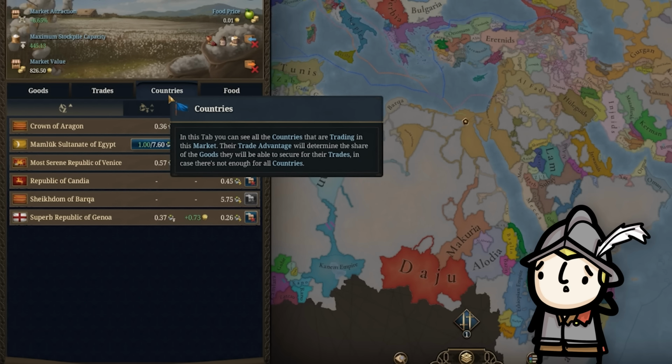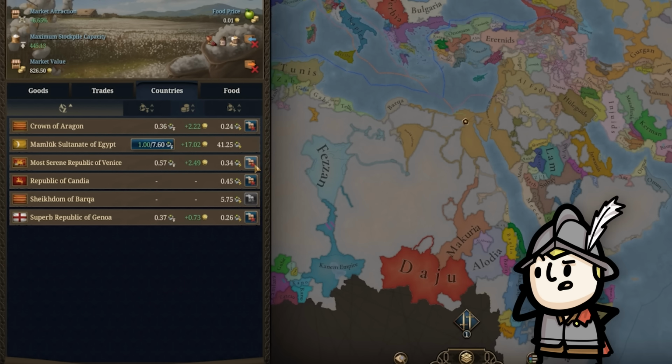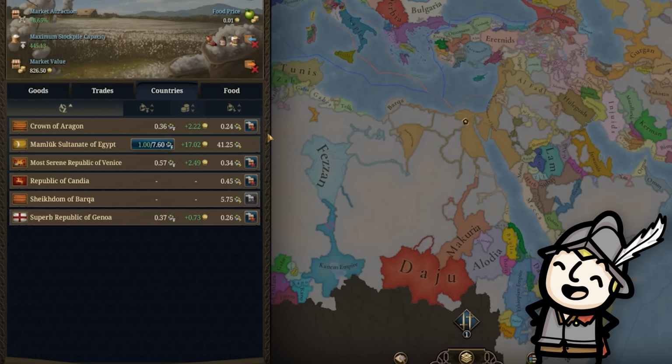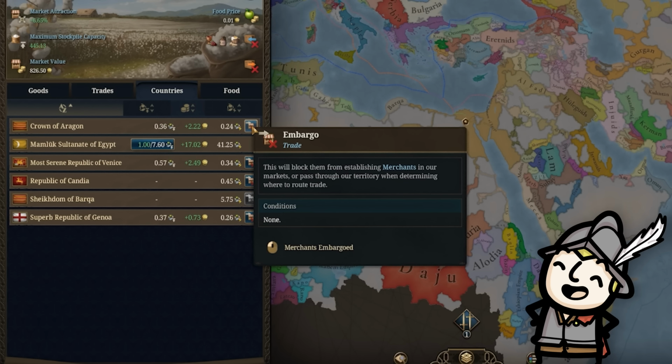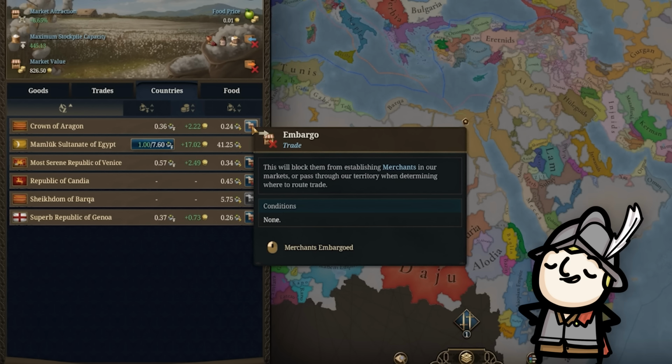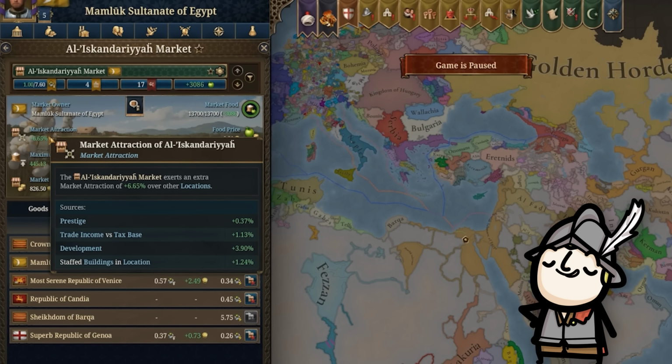On the other side, we can embargo nations. If we take a look at the countries tab on our market, you can see that we have a list of nations doing business in this market, and if we want to, we can embargo them. One more modifier that I want to point out is market attraction.